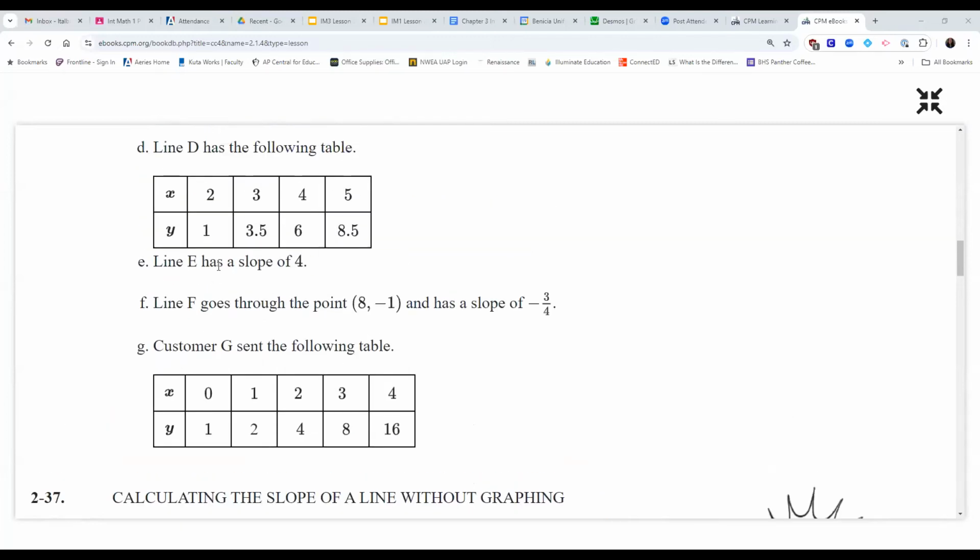Okay. Line E has a slope of 4. Everybody draw a slope of 4 on number 36E. Draw me a slope of 4.